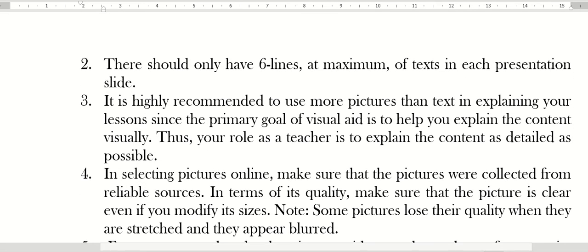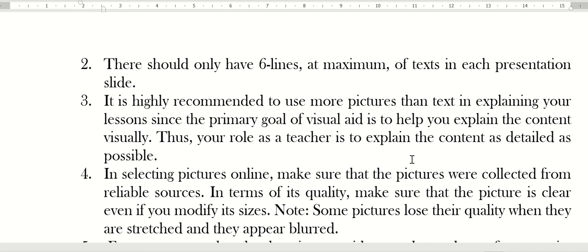Number two, there should only be 6 lines at maximum of text in each presentation slide. It is highly recommended to use more pictures than text in explaining your lessons, since the primary goal of the visual aid, of course, is to help you explain the content visually. So your role as teacher is to explain the content as detailed as possible.